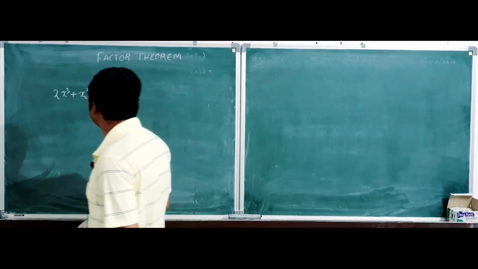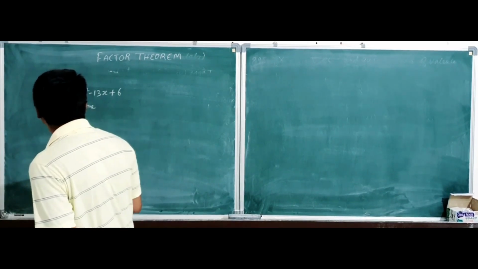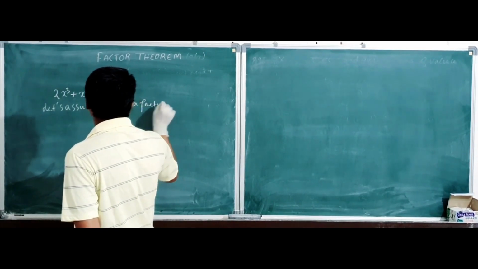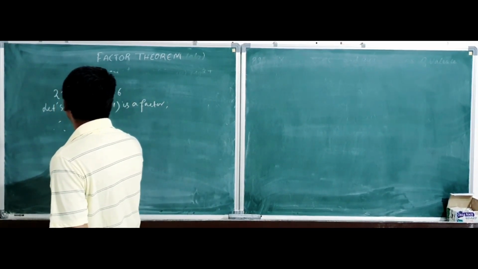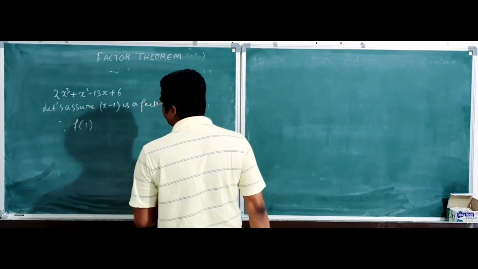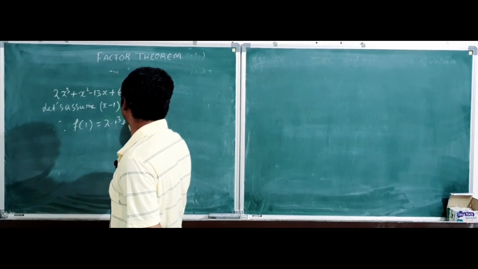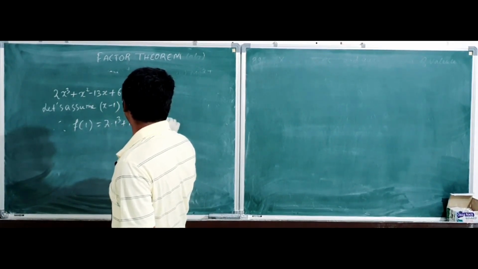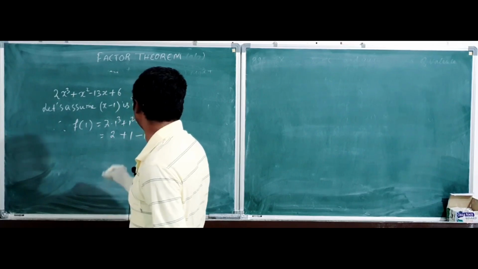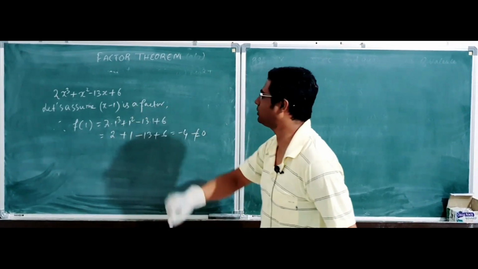So here you have to go for trial and error method. So first of all, let's assume x minus 1 is a factor. Therefore, f(1) should be 0. I'm not sure whether it is, because we are not sure that x minus 1 is a factor. So you put this one, 2 into 1 cube plus 1 square minus 13 into 1 plus 6. So this is 2 plus 1 minus 13 plus 6. So 2 plus 1, 3 plus 6, 9 minus 13, minus 4. So this is not equal to 0. So definitely x minus 1 is not a factor.